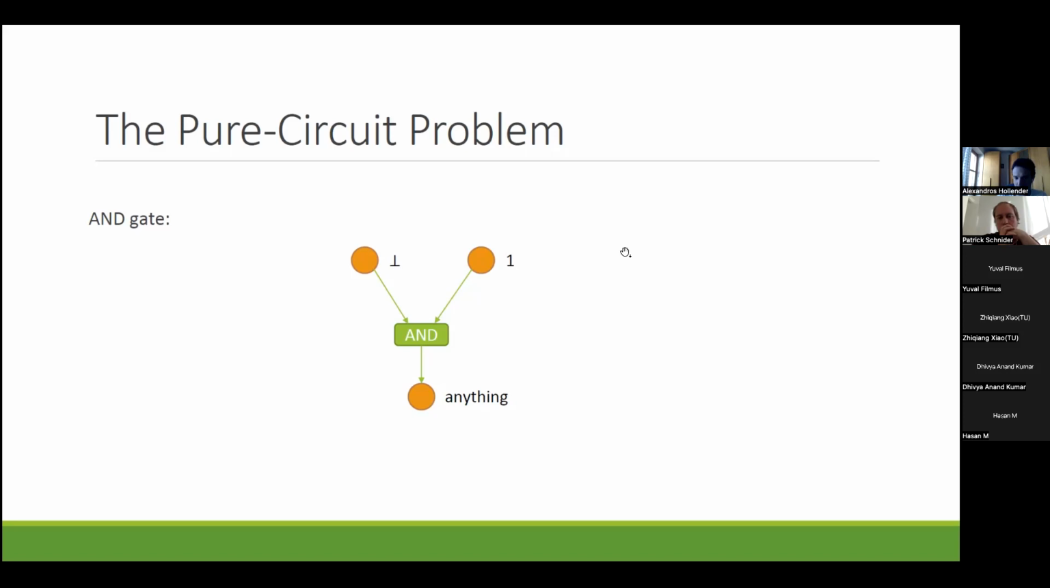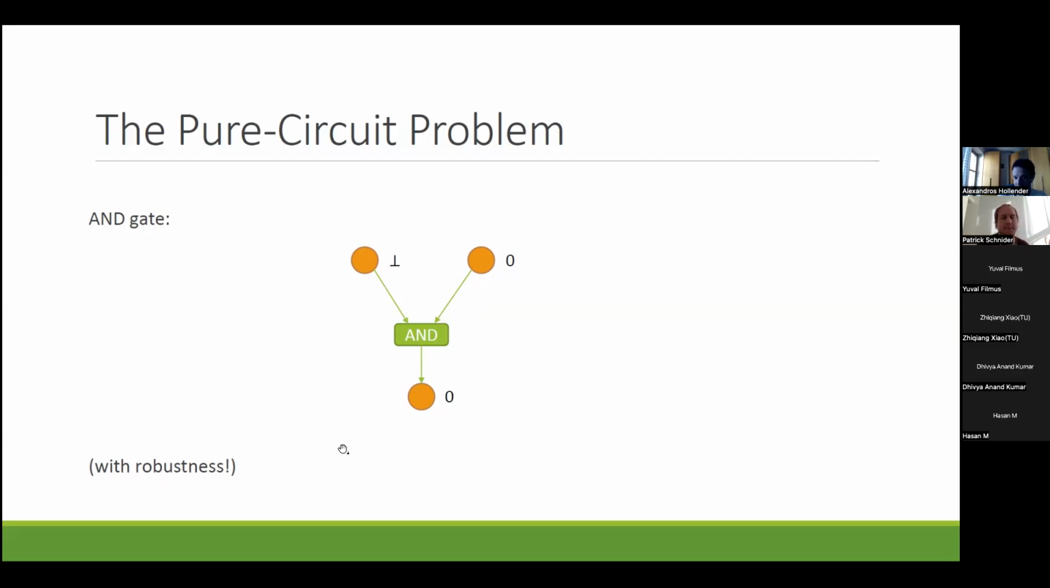Now, one interesting case is what if the input is garbage and 0? And here we require something interesting. The definition of the AND gate says that you should output 0. And the reason is that if you take the AND of 0 with something, whether that is 0 or 1, doesn't matter what it is, the output should always be 0. And so we require in the definition of our problem that the AND gate enforces this, namely that the AND of 0 and garbage should be 0.